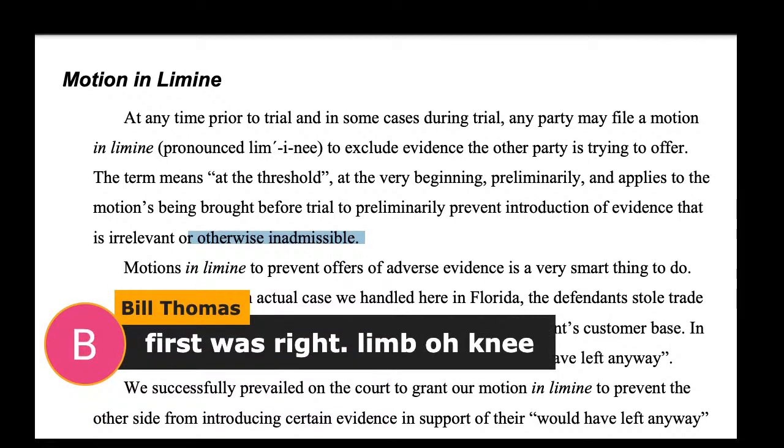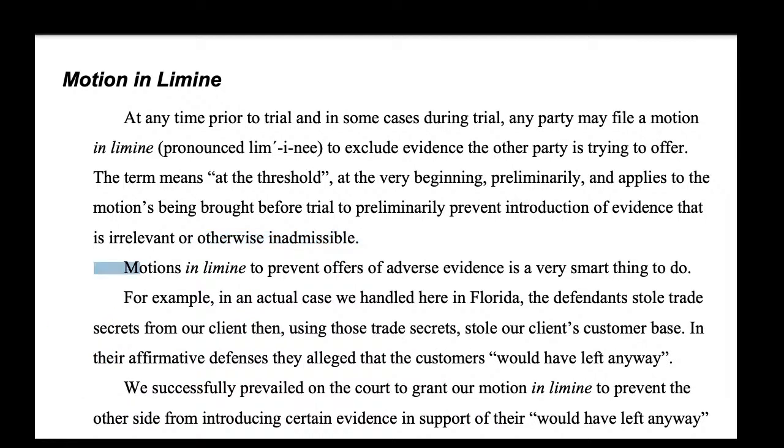Limine. Okay, so limine is how we'll say it. So motions in limine to prevent offers of adverse evidence is a very smart thing to do. For example, in an actual case we handled here in Florida, the defendant stole trade secrets from our client. Then, using those trade secrets, stole our client's customer base. Jerks. In their affirmative defenses, they alleged that the customers would have left anyway.